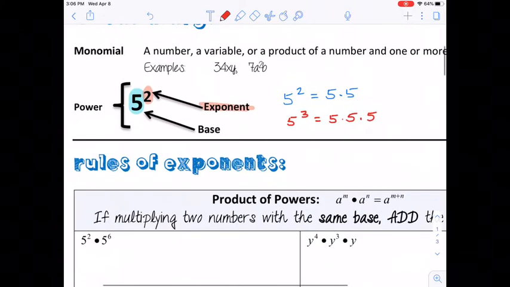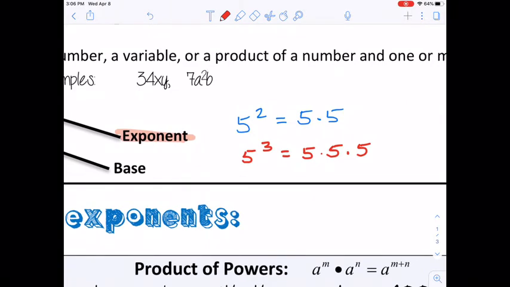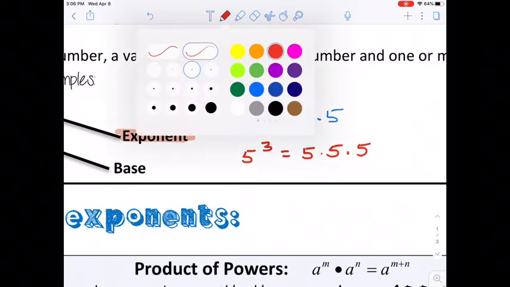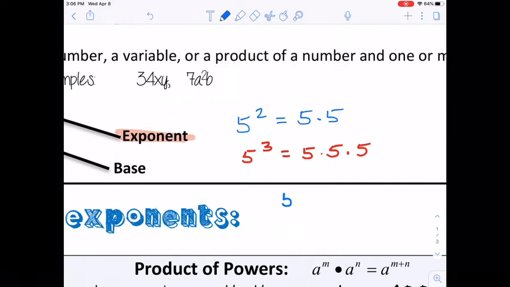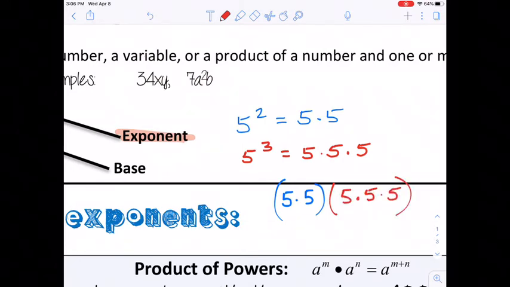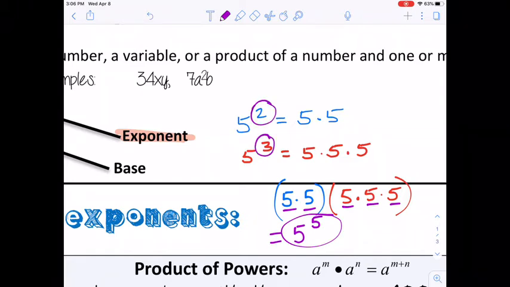So the first rule we're going to look at is the product of powers. So I have two powers up here, 5 to the second and 5 to the third. 5 to the second was 5 times 5. 5 to the third, 3 times. So if I multiply the two of those together, I've got 5 multiplied 5 times, because we have 1, 2, 3, 4, 5. 5 to the fifth. And notice 2 plus 3 equals 5.